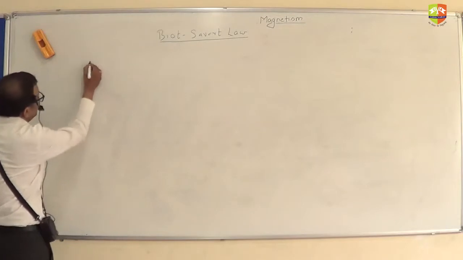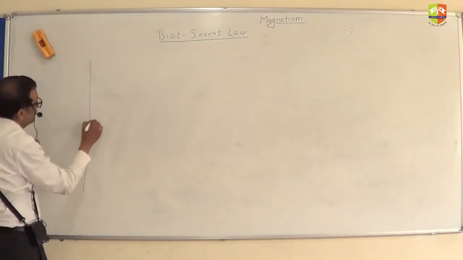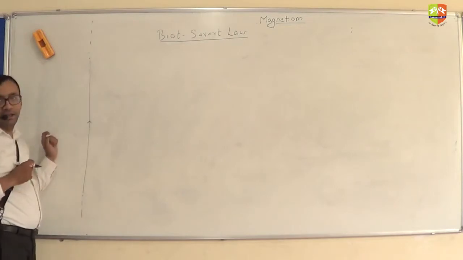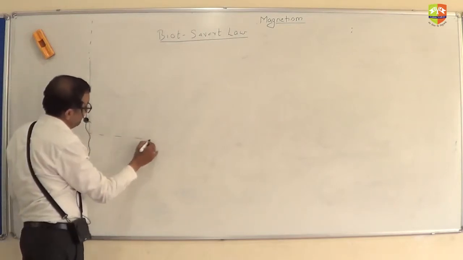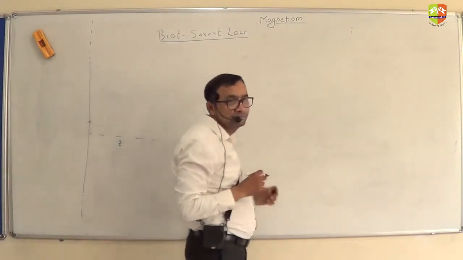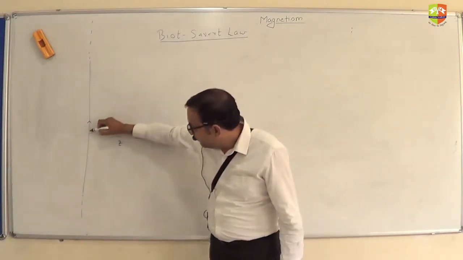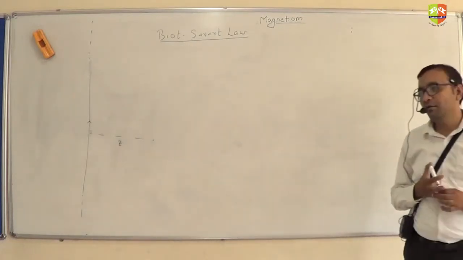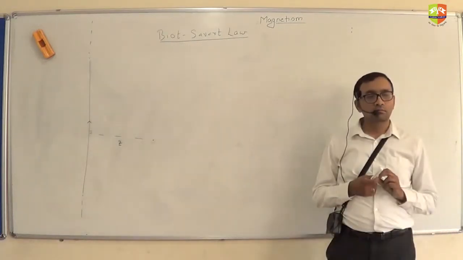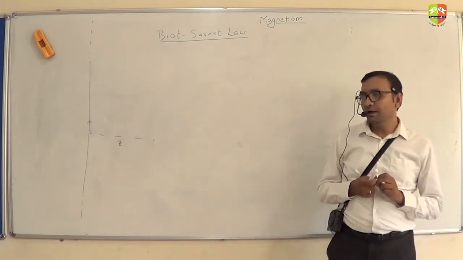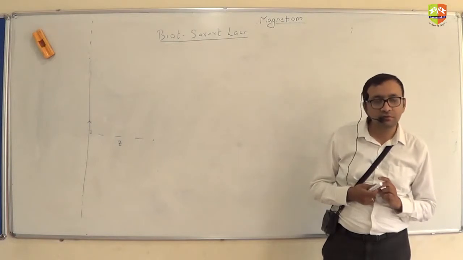Now tell me, suppose you have an infinite wire. Stop looking. Suppose you have an infinite wire like this. How much will be the magnetic field at this point, which is at a distance z? It is an infinite wire. So magnetic field at a distance z from the wire will be what? Mu naught I by 2 pi z. Theta 1 and theta 2 values will be what?